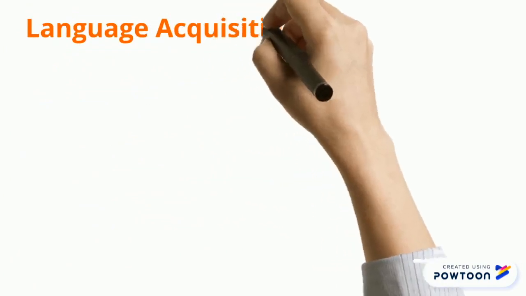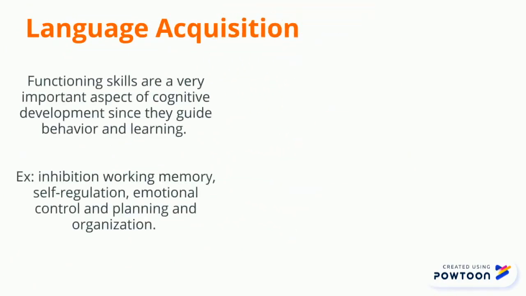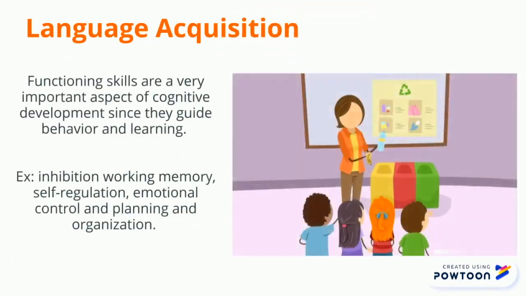Executive functioning skills are a very important aspect of cognitive development, since they guide both our behavior and our learning. Inhibition, working memory, self-regulation, emotional control, and planning and organization are all examples of executive functioning skills that could come much easier to us if we are exposed to a language early on.